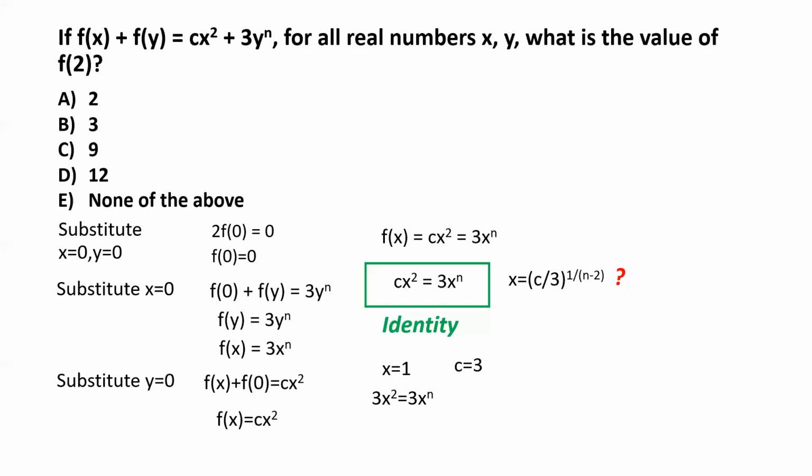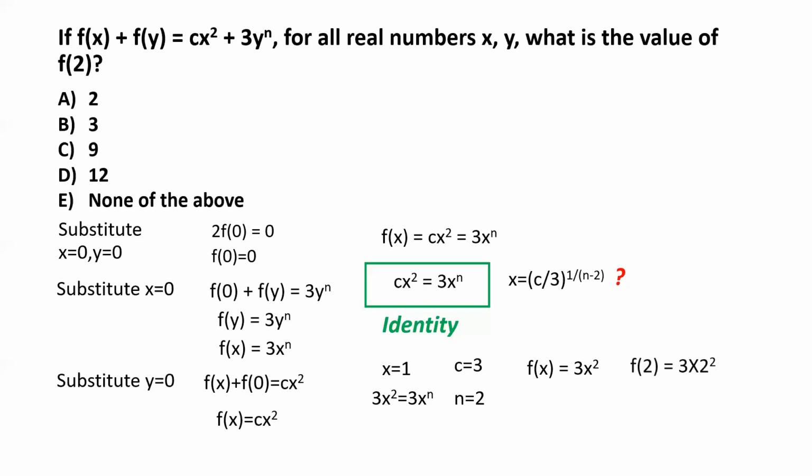And basically we have x² is equal to x^n. Once again, this is an identity, so for this to hold true, n must be equal to 2. So now we have the value of c equal to 3 and the value of n equal to 2, and we know our function is basically cx² or 3x^n, however way you want to put it. We basically end up with f(x) equal to 3x².